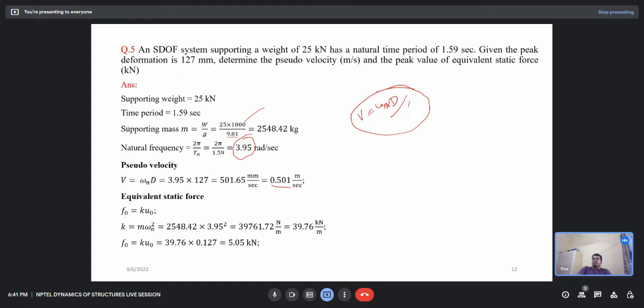That comes out to be 39.76 multiplied with the displacement. What is the displacement? That is given to you, 0.127 meter or 127 mm. So multiplying this, I got the equivalent static force as 5.05 kilonewton. Okay, so this is a simple question. So now we are moving to a longer problem.